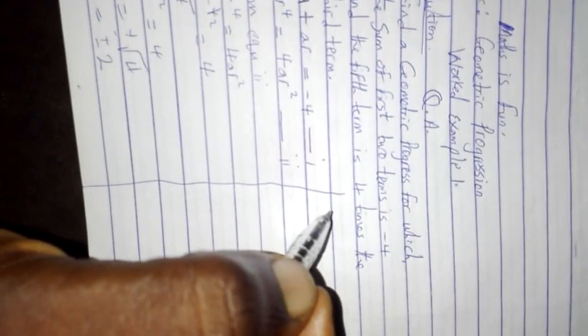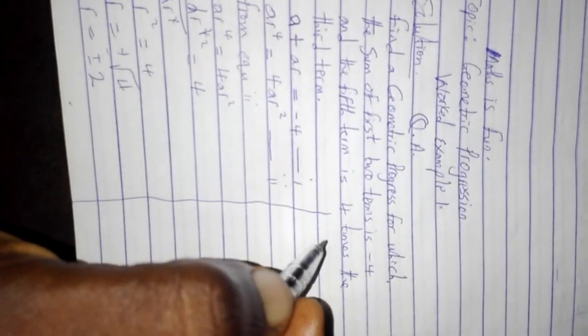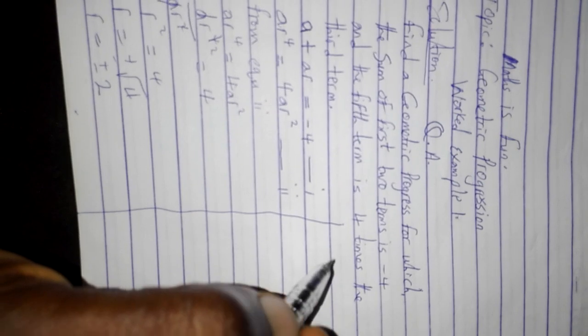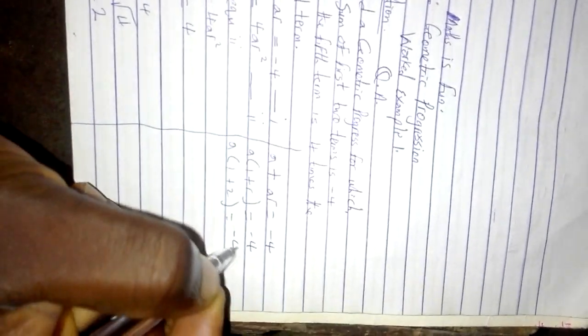So now we can find the first term. If we substitute the common ratio, which is plus or minus 2, into equation 1, we have A plus A r is equal to minus 4. So we have A into bracket 1 plus r if you factorize. So we now have A into bracket 1 plus 2, which is equal to minus 4. So we have A into bracket 3 is equal to minus 4. So we now have A is equal to minus 4 over 3.